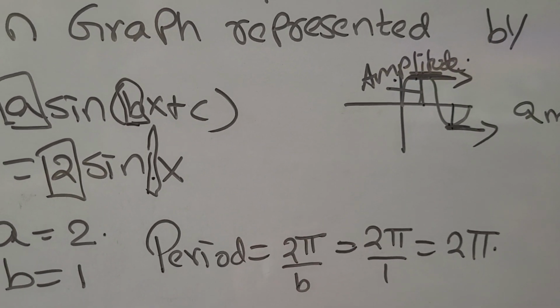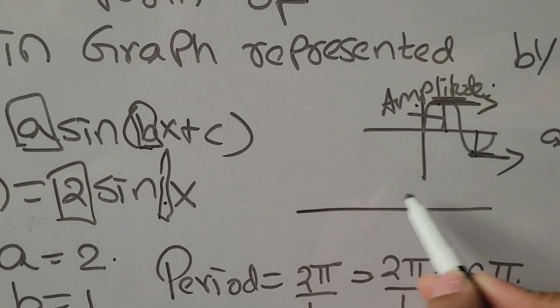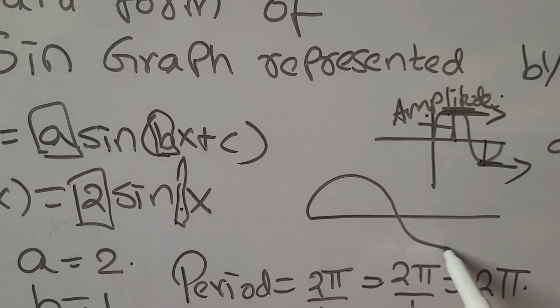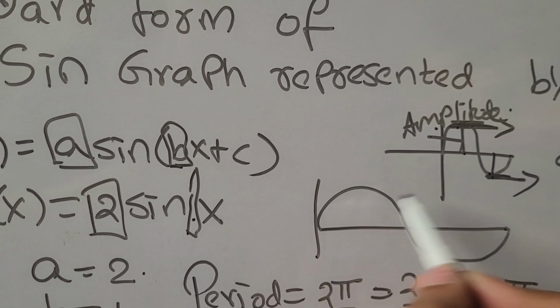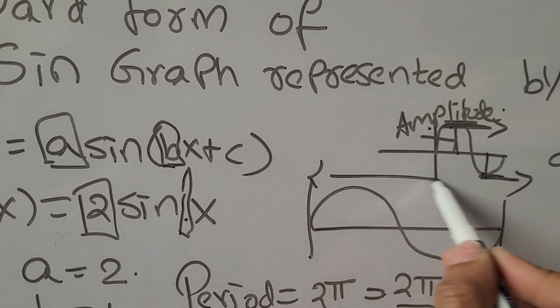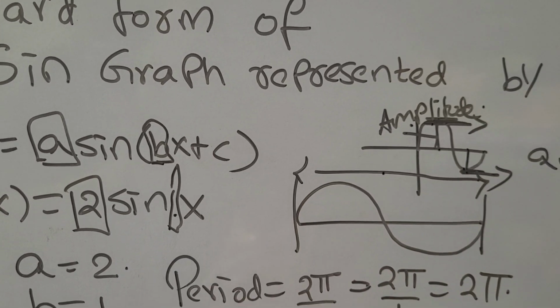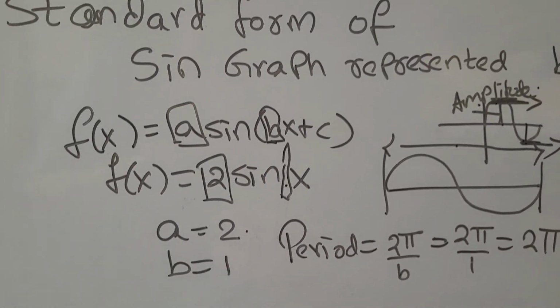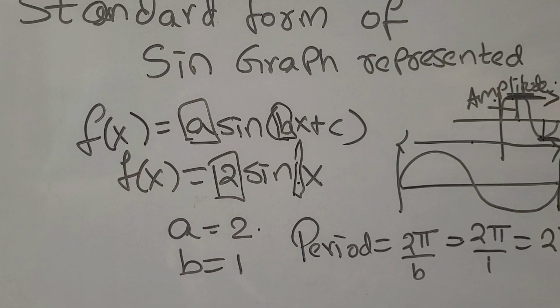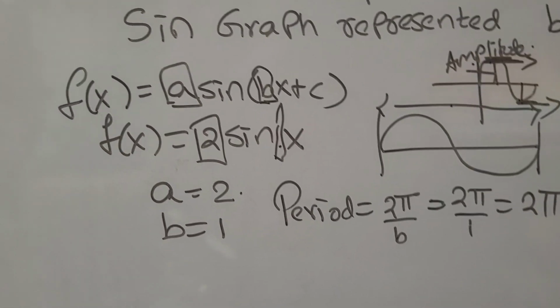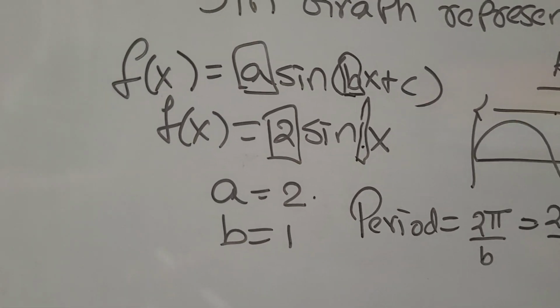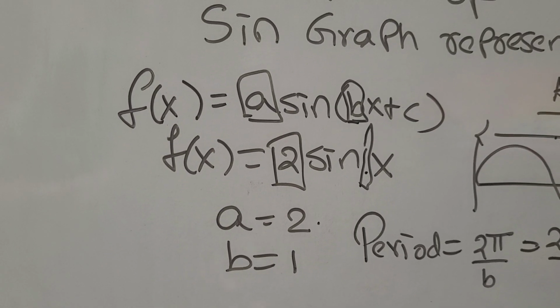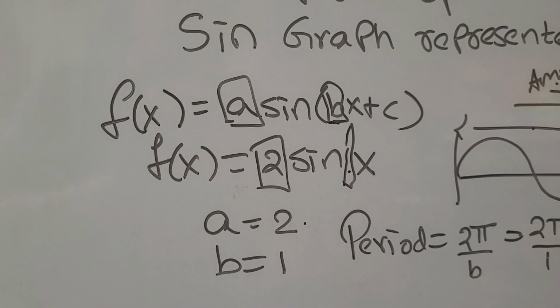The period is nothing but, suppose this is a wave with a crest and a trough, the distance between one crest and the next is represented as the period. So this length is 2 pi for the given graph of y equal to 2 sine x. Taking that into consideration, let's now draw the graph here.